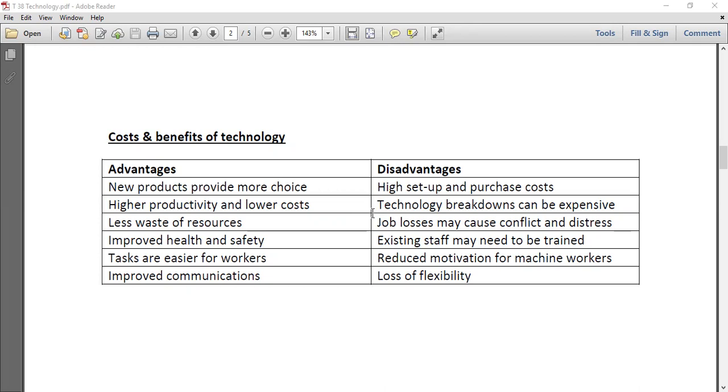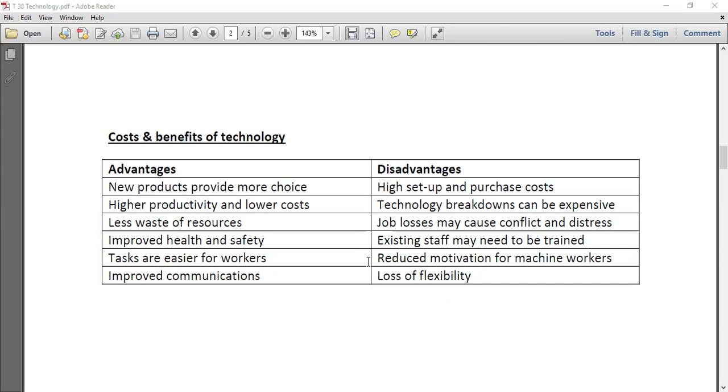And also job losses may cause conflict and distress. You can talk about job losses. Unemployment problems will create more conflicts and distress among society. Existing staff may need to be trained again, because if you introduce a new technology, the staff members have to know about this new system, then you have to train them.